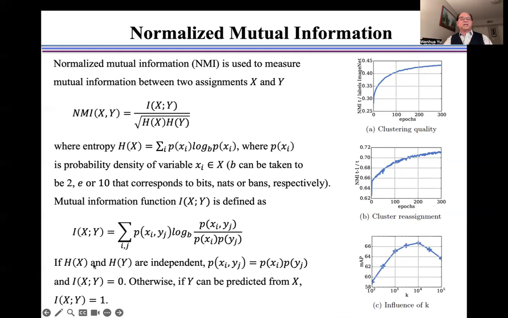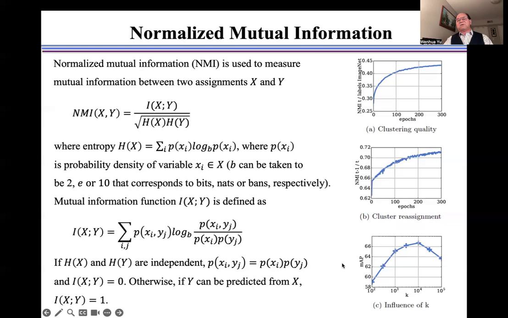If X and Y are independent, the joint probability of xi and yj is equal to the product of the two probabilities, and I is equal to 0. Otherwise, if Y can be predicted from X, I is equal to 1.